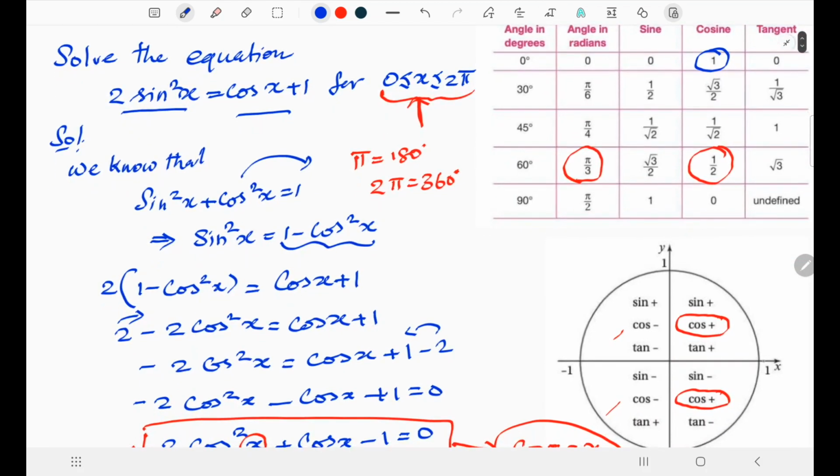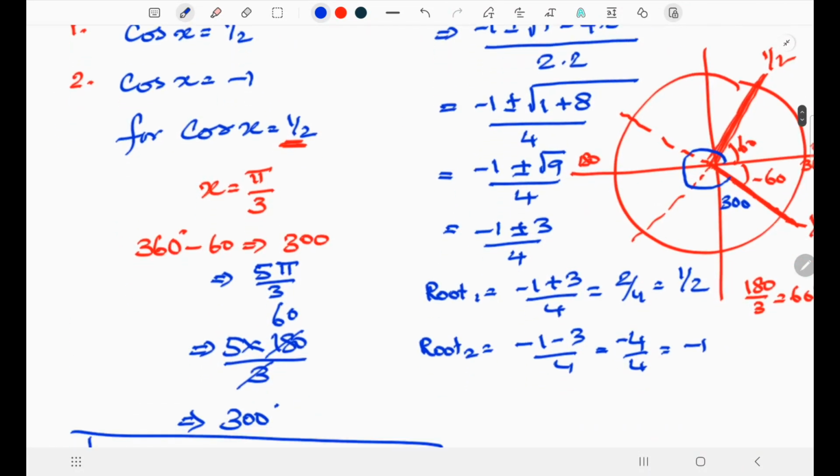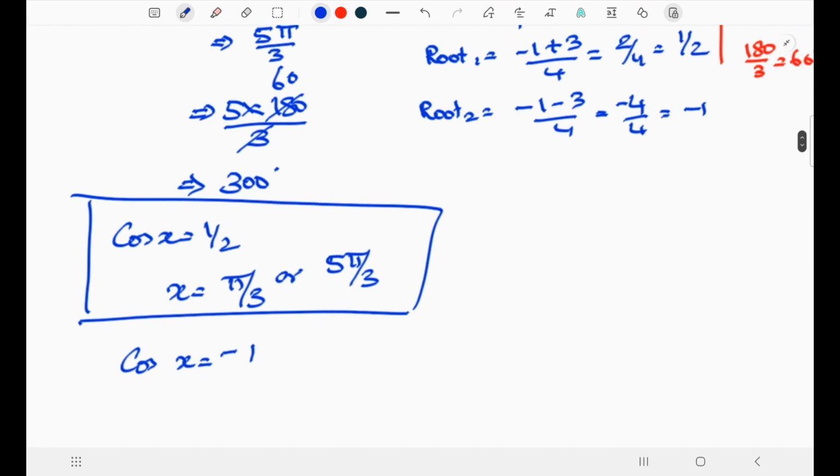At 0 degree, in the first quadrant, cos is positive. Cos will be negative in the second quadrant, this is 180 degree, where cos is negative. So 0 plus pi equals 180. So when cos x equals minus 1, what is x equal to? 180 degree, that is pi.